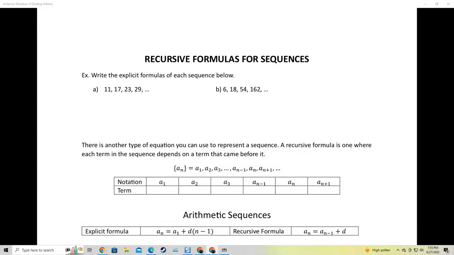Okay, today we're going to be going over recursive formulas. These notes are going to be broken up into two different sections. We're going to be doing the first page in this video and then the back side of this page in the next video. So let's go over some review.